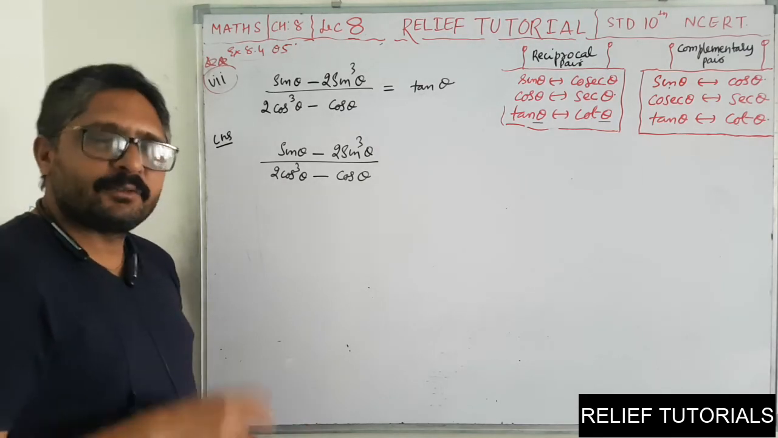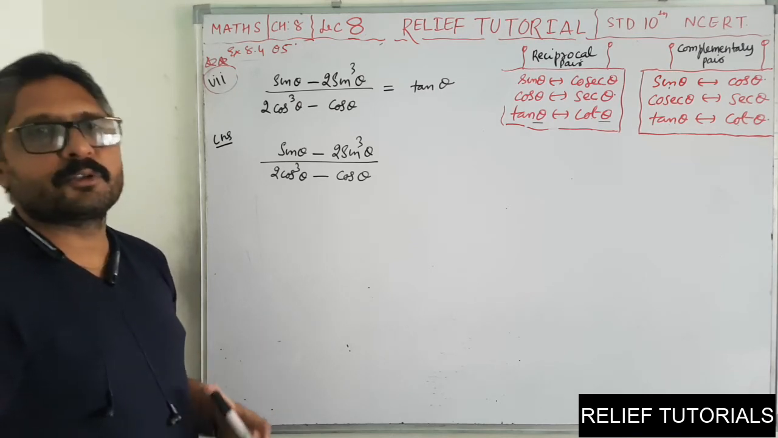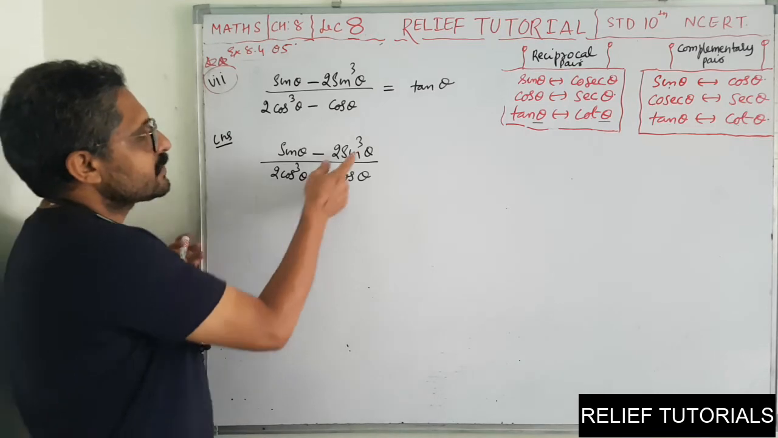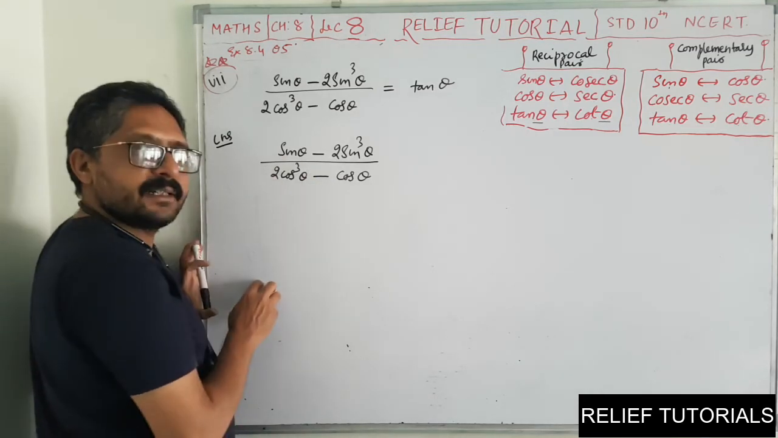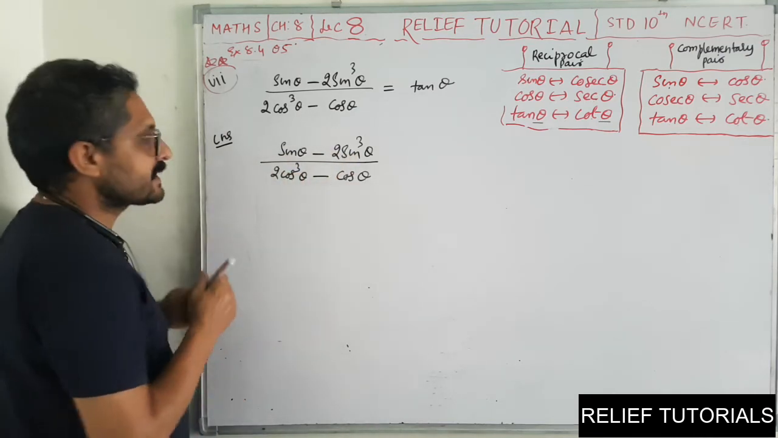So we can't do anything. You have to think algebraically. Algebraically, I told you that either you have to take LCM, or you have to use an algebraic identity, or you have to take common. So look here, there is no identity, there is no LCM. So take common, sin cube theta, sin theta. So I can take sin common here in this case.